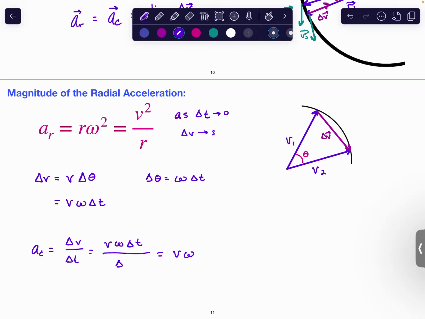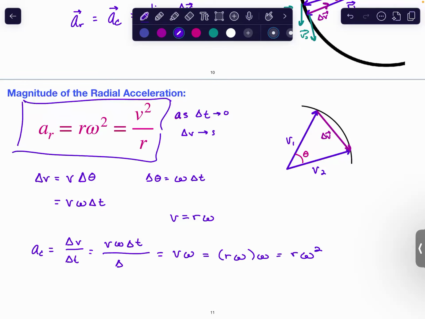But we remember from earlier that V equals R times omega, so we can put that in here. R omega times omega equals R omega squared. And you can do a very similar derivation to get the V squared over R, but when you're thinking about these, your theorems for centripetal acceleration are going to be either R omega squared or V squared over R. Keep your linear and your angular speeds separate.